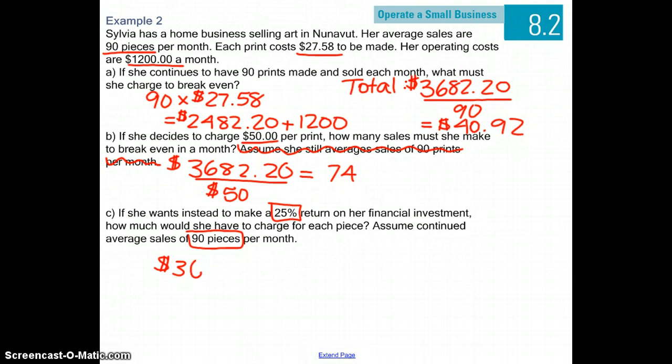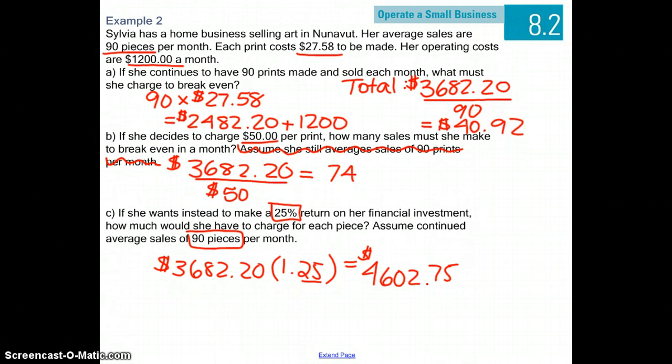So $3,682.20. We need to figure out how much an additional 25% would be on top of that. So there's 2 ways of doing this. The easier one is to times by 1.25 because that means it's 125% of 3,682, or 25% more than her costs. And this will give you $4,602.75. Another way of doing this is you could have multiplied 3,682 by just the 0.25 and then added it to your original cost of 3,682.